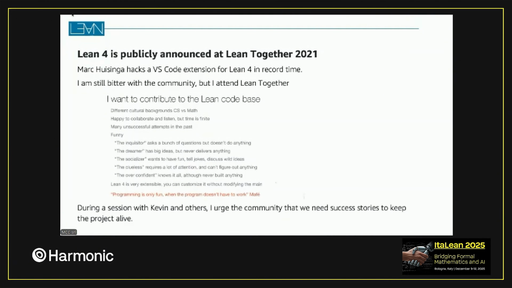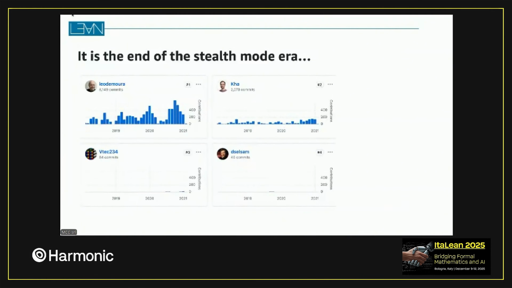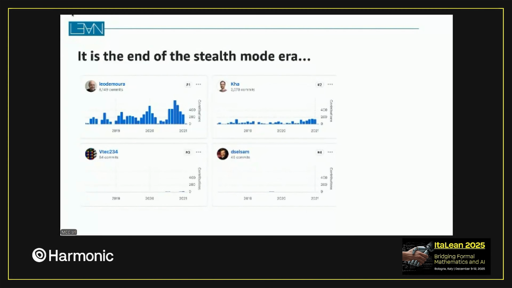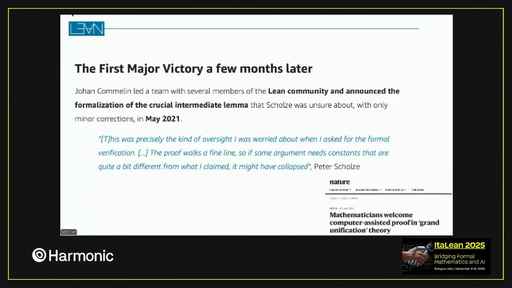That's the funny part. And during this Lean Together, we were talking to Kevin. He's saying we need success stories. In my mind, at this point, Liquid Tensor is going to take years, right? But this is also the end of the stealth era. I mean, basically, it was mostly Sebastian and I working like crazy to make Lean 4.